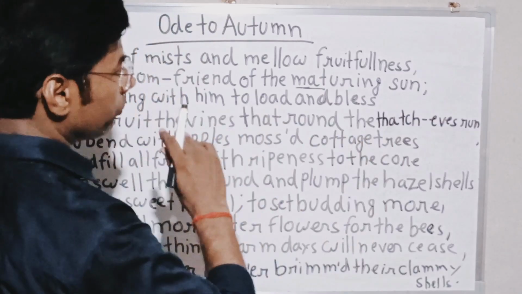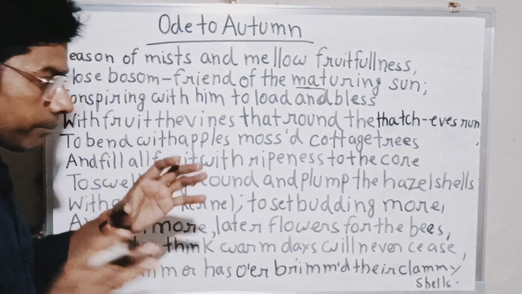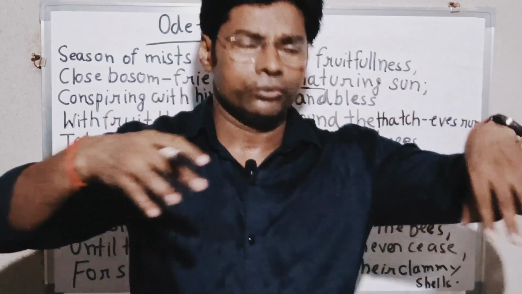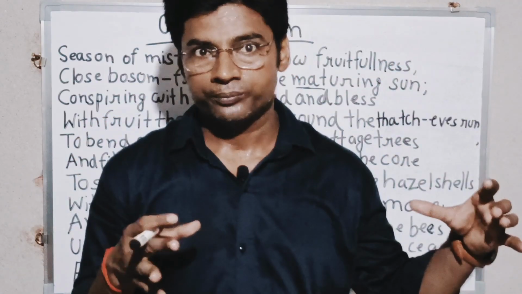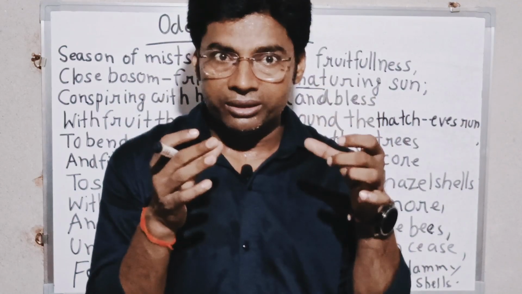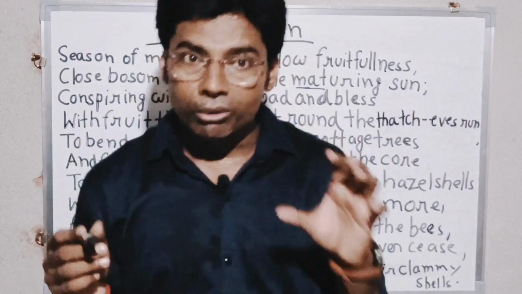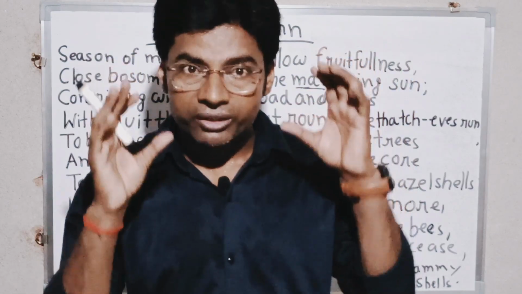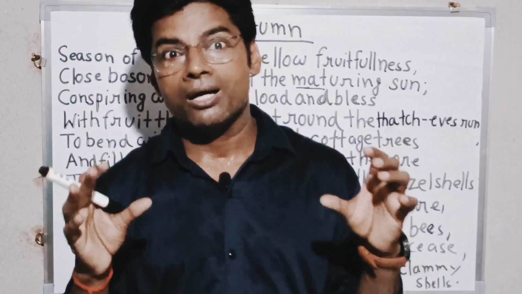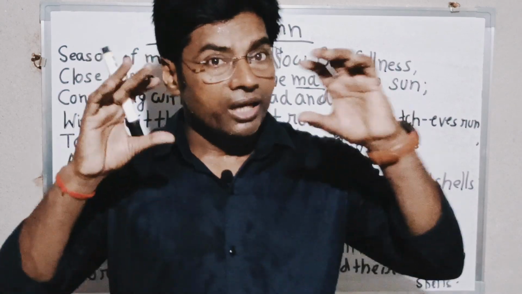Thatch is a kind of roof area of a cottage. Eaves means that particular bottom, or those edges, or the corners of the roof. So he says that autumn has made a kind of planning or conspiracy with the sun, particularly to load each and every tree with fruits, and each and every plant with flowers. Okay? Each and every vine.